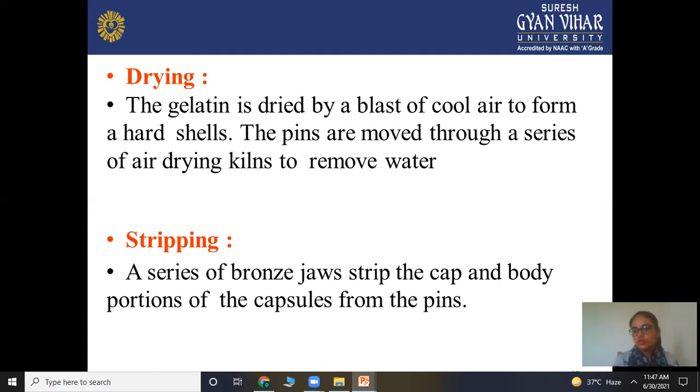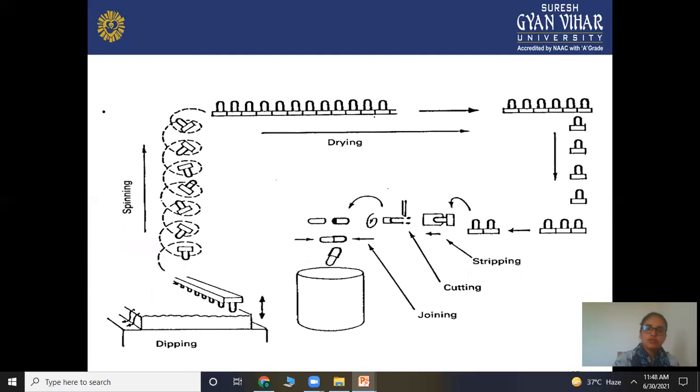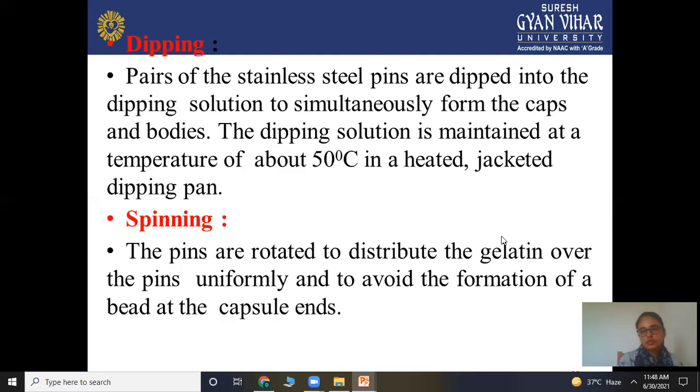There is no water or moisture present in the shell, and drying takes place due to the cold air. Next is stripping. In stripping, a series of bronze jaws strip the cap and body portion of the capsule from the pins. In the stripping, the body parts and cap parts get stripped out. In the dipping stage, rotation is distributed continuously and distributes the gelatin over the pins uniformly, avoiding the formation of a bead at the capsule end and forming a uniform shell.